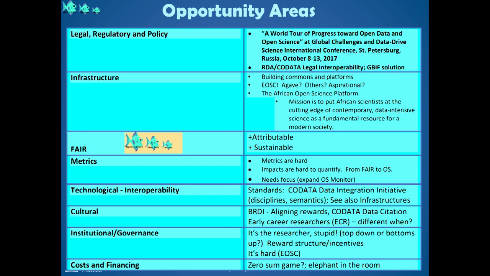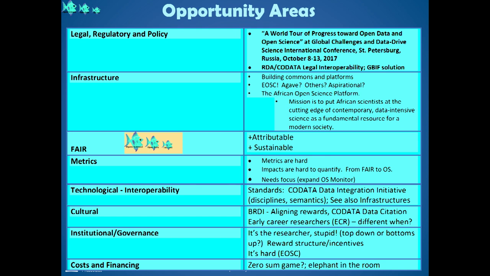Legal policy, people talked about legal interoperability. I will point out that there's an RDA CoData legal interoperability group. And also in that, the GBIF solution was really fascinating. You had a choice of three intellectual property regimes. You choose one or you don't participate. So those were, I think, interesting thoughts that came out of today.